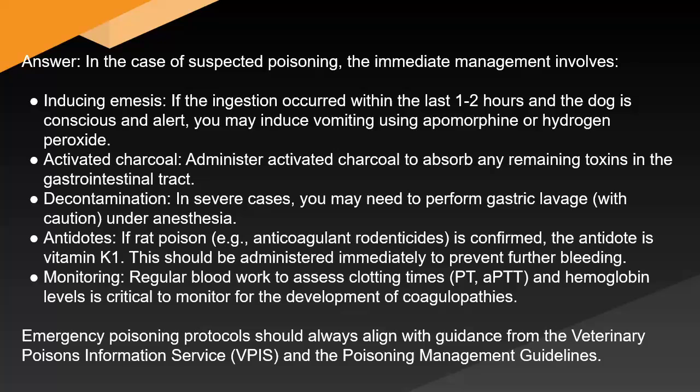Activated charcoal: administer activated charcoal to absorb any remaining toxins in the gastrointestinal tract. Decontamination: in severe cases, you may need to perform gastric lavage with caution under anesthesia. Antidotes: if rat poison, e.g. anticoagulant rodenticides, is confirmed, the antidote is vitamin K. This should be administered immediately to prevent further bleeding.